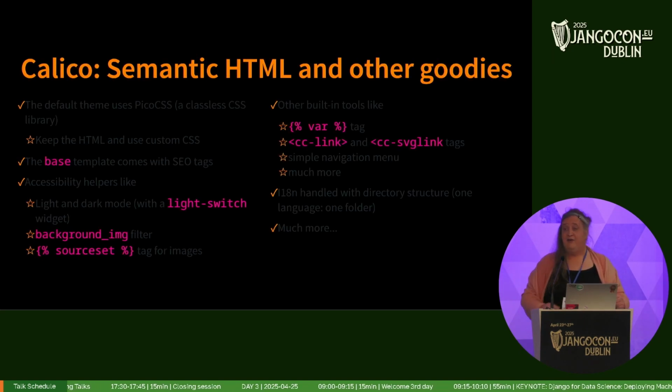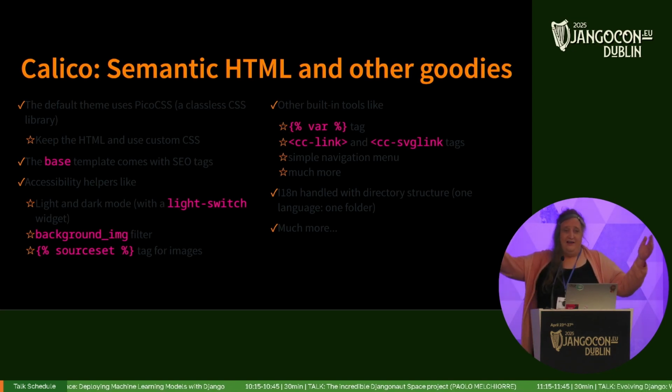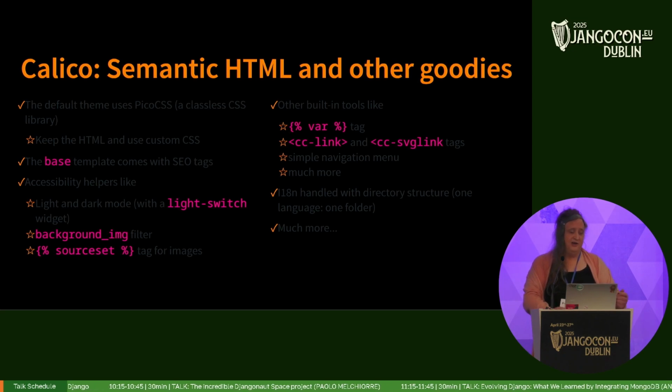By default, it uses Pico as CSS. So this means that you're using semantic HTML. It's really easy to switch from one CSS to another because you're not using a bunch of classes like with some frameworks. And so you're also forced to use semantic HTML, which is good.